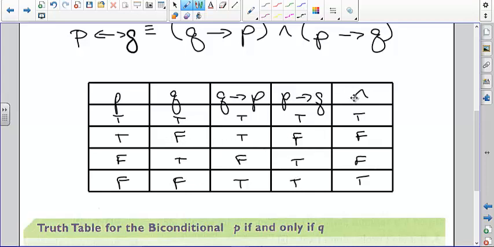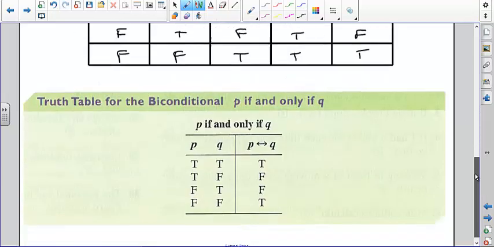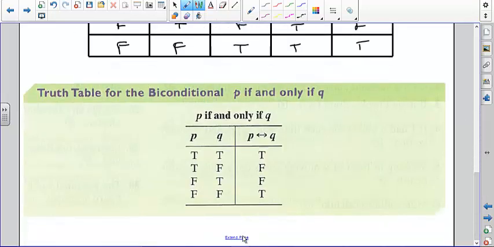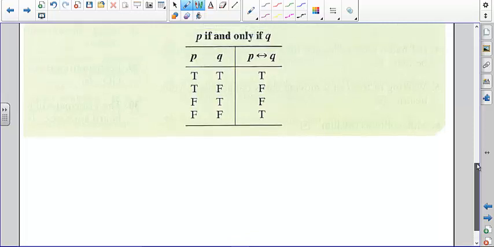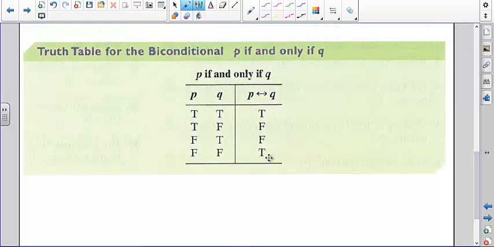And then we apply an and statement to these two. So the only time an and is true is if they're both true. So these are both true, so the result is true. These are both true, so the result is true. And in this case, they're not both true, so they're not true. So that's how you derive the truth table for the biconditional. And here it is. So it's like the conditional, except it's false also when you have false then true.